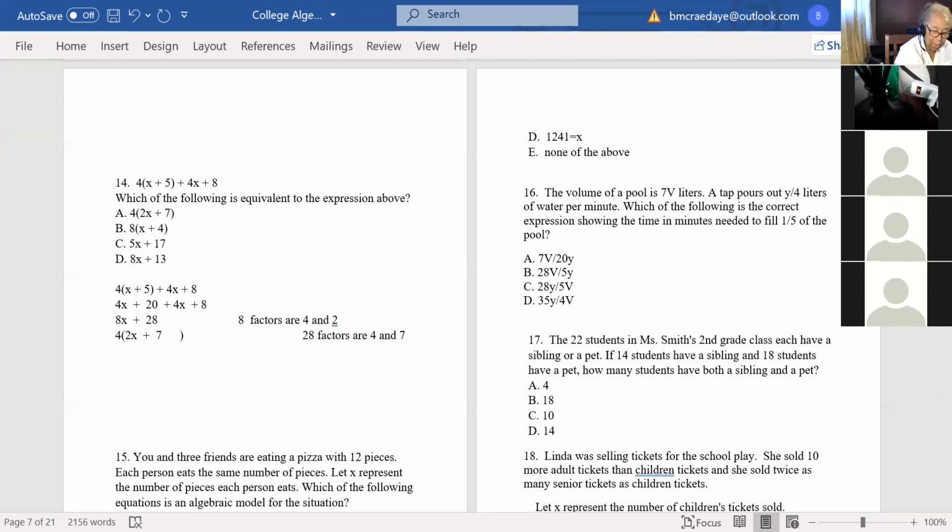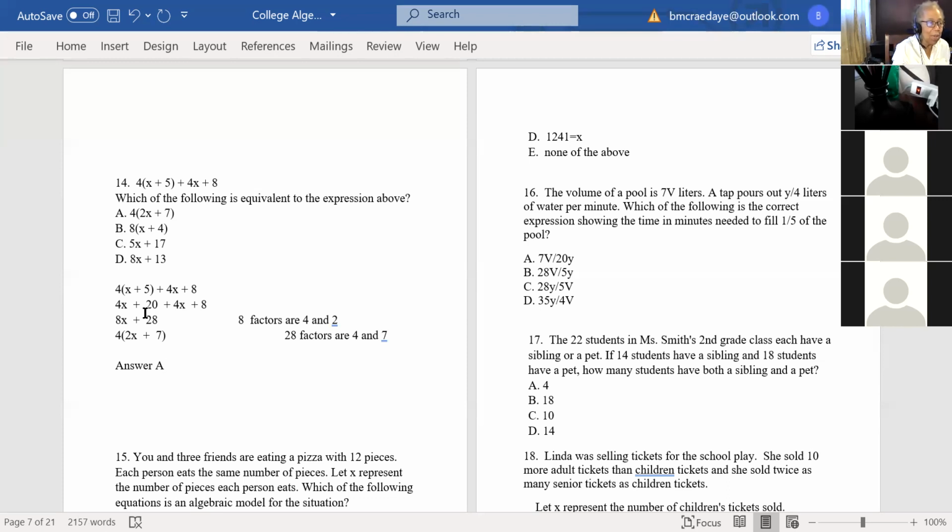Okay, so now when you look at that, put that back in parentheses: 4 times 2x plus 7. What does that look like of these choices? A, B, C, or D? A. That's right. Answer A.